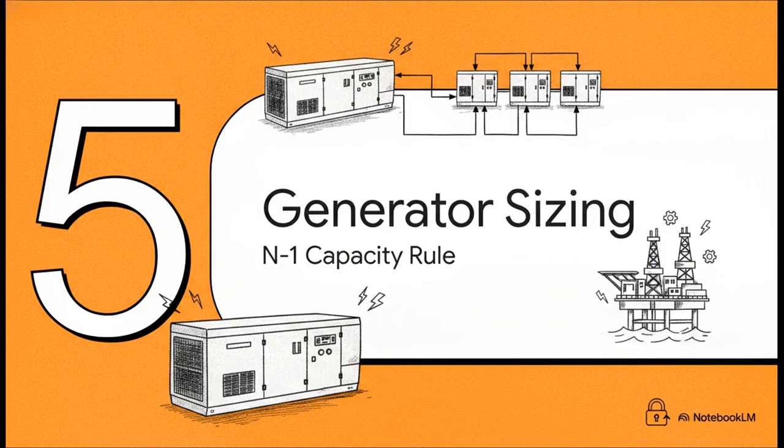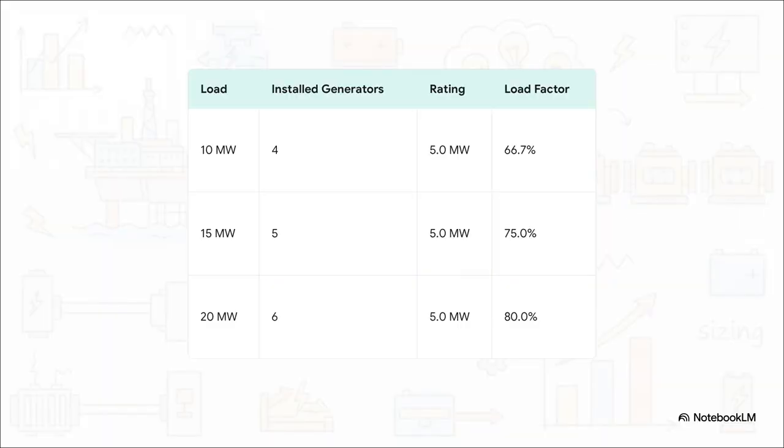Moving to our final step, Section 5, selecting the right generators and the N-1 capacity rule. All right, we have our freshly calculated total kVA. Now, we have to select the actual physical machines to install on the platform, and we do this using the N-1 capacity rule. Remember, offshore platforms are completely isolated. If a generator goes down for maintenance or a fault, you can't exactly plug an extension cord into the local grid. So, if your total power consumption is 15 megawatts, you might install 5 generators rated at 5 megawatts each.